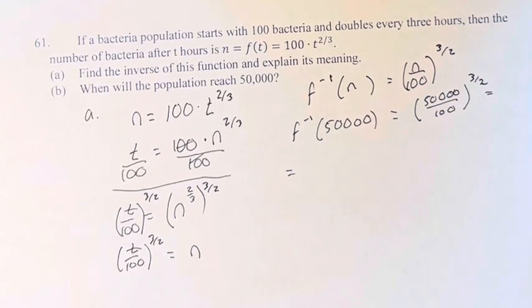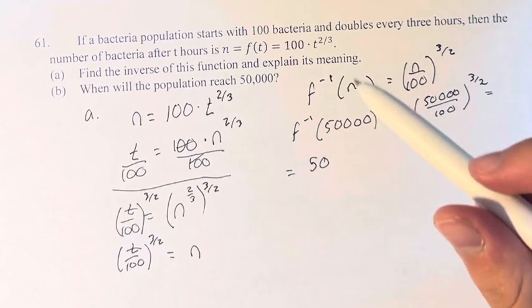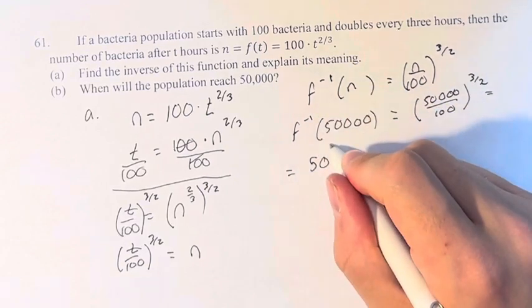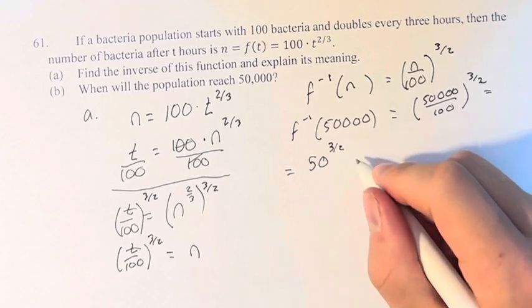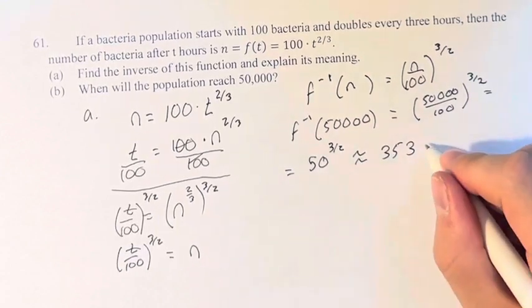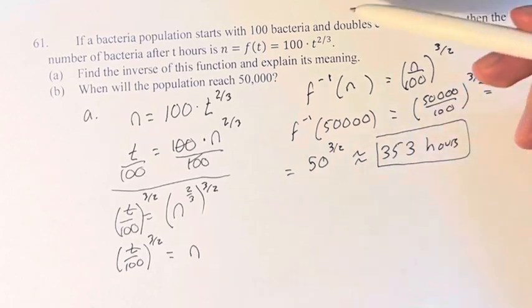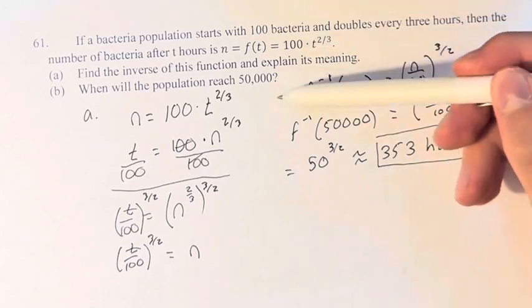50,000 divided by 100 is 50. 50, therefore, is raised to the power of 3 over 2, which is roughly 353. So it'll take roughly 353 hours if we double every 3 hours to get from 100 to 50,000.